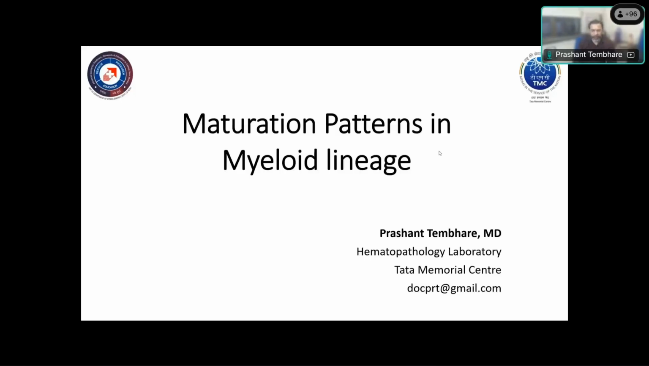dendritic cells. So there are two presentations. First, I'm going to discuss what are the normal maturation patterns with the different lineages using different markers. And then the second presentation will be focused on three cases. We'll see the different cases with history, morphology, and immunophenotypic pattern and how they are different from the normal. Okay, so please feel free to stop me and ask any question in the middle of the presentation.